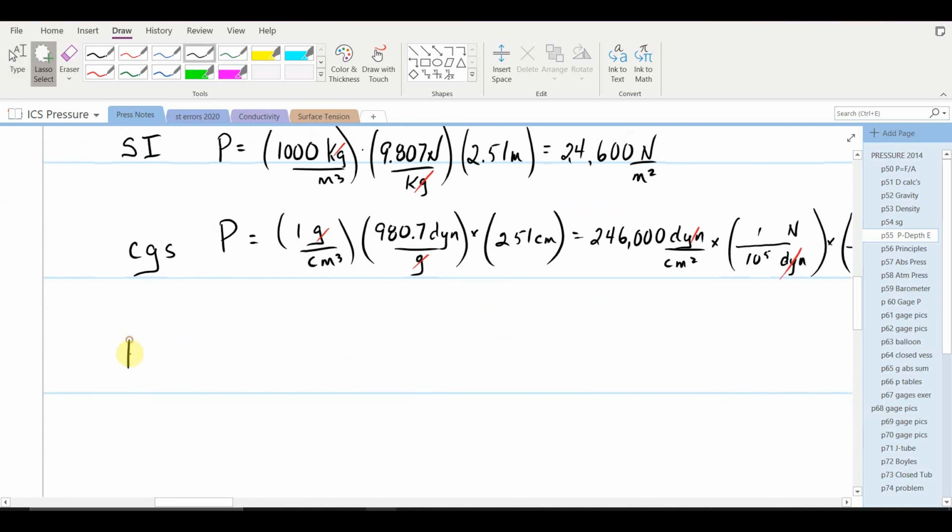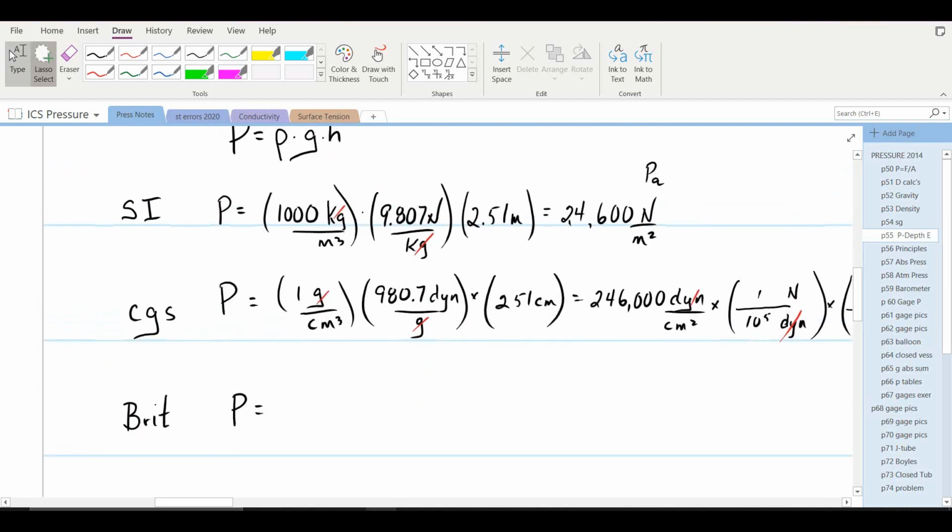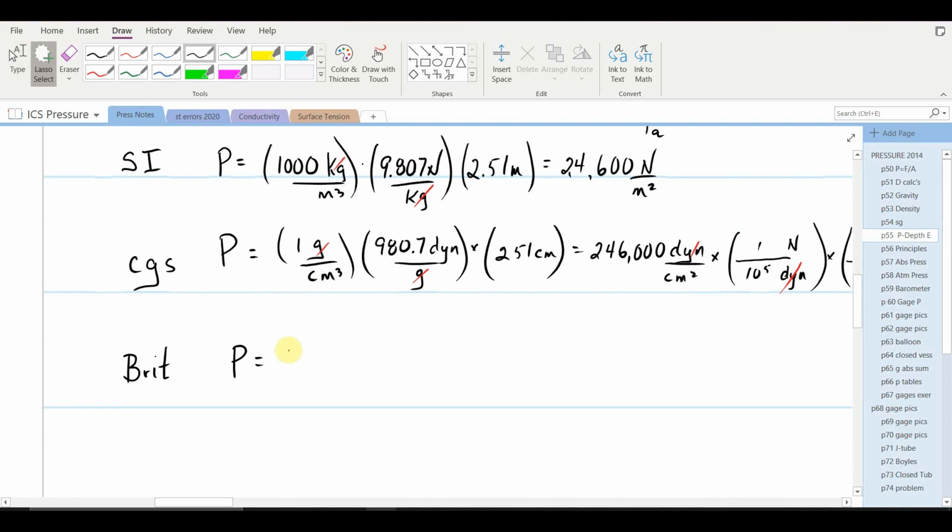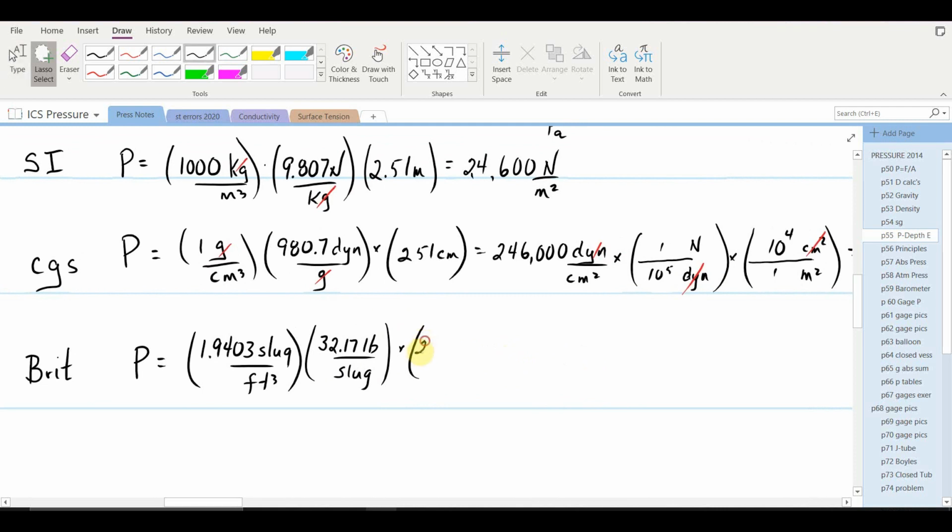All right, one more time. Let's do it now in the British system. Rho G H, the mass density in the British system, the mass density of water is 1.9403 slugs per cubic foot. The gravitational acceleration, recall 32.17 feet per second squared, or as a gravitational constant, it's 32.17 pounds per slug. And we need to convert 2.51 meters to feet.